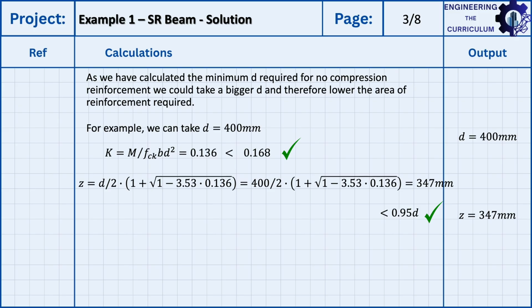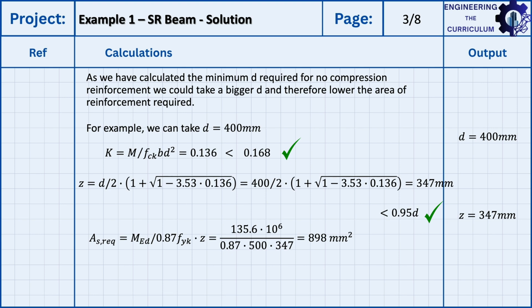If it was not, we would take the limiting factor of 0.95D. In this case, it is, and therefore the lever arm remains 347 millimeters. And therefore, we can, just as we've done previously, calculate the required area of reinforcement. The moment has stayed the same, 135.6 kilonewton meters.